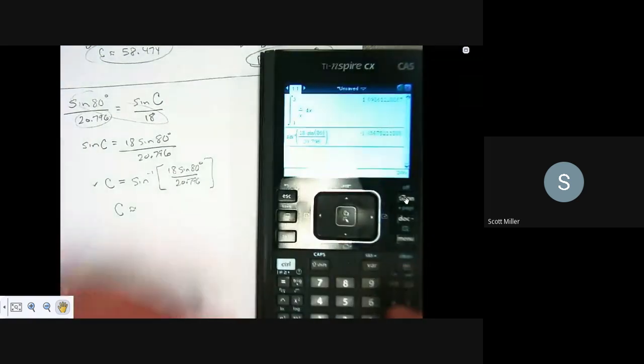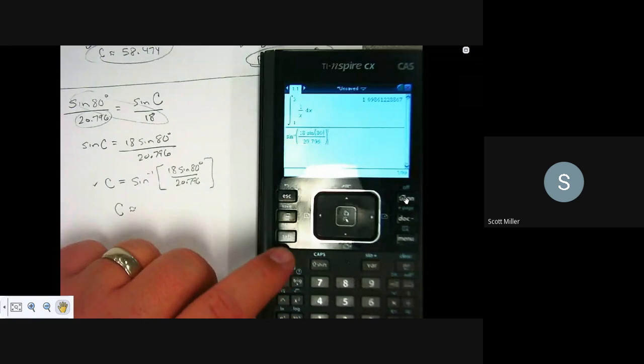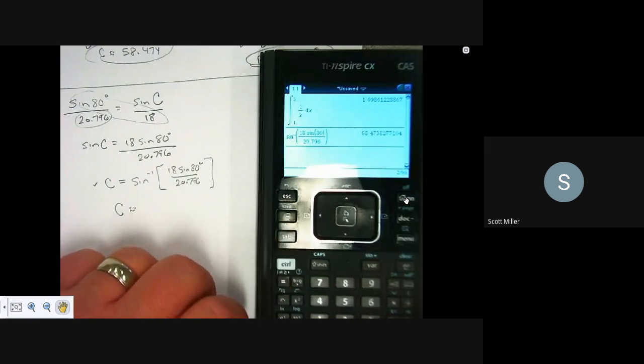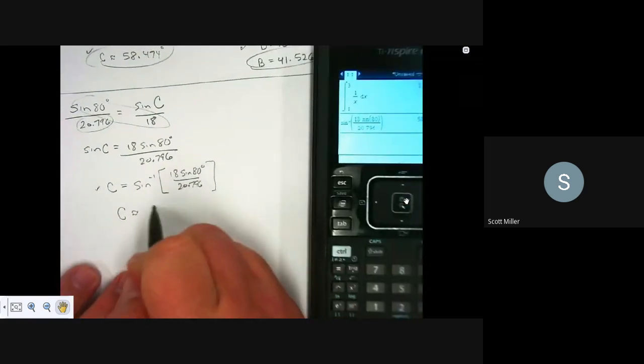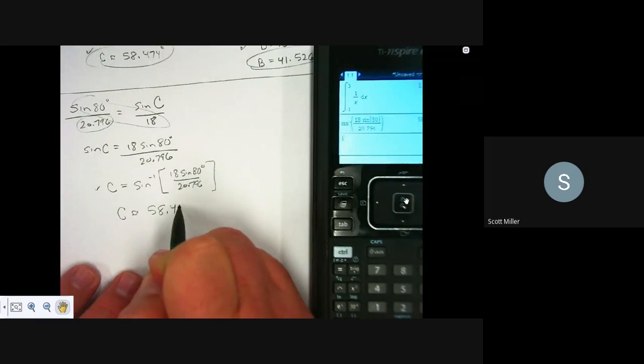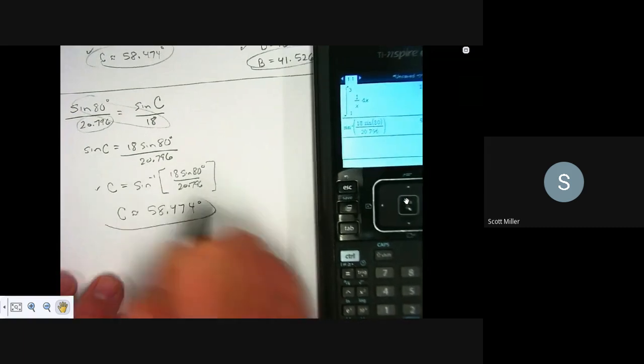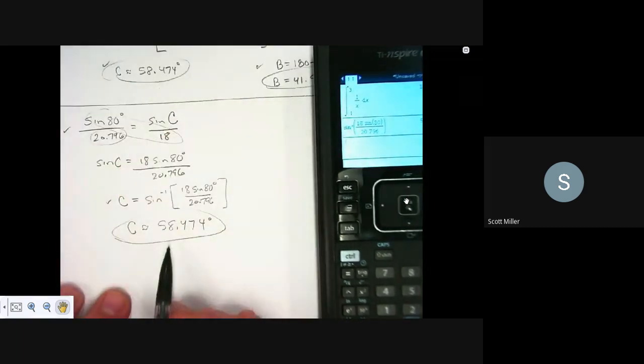Okay, so now I'm in degree mode. Sorry about that. We get back up here and then hit control and enter, and I get 58.474 degrees, which we already knew was the answer from up here. Okay, see.